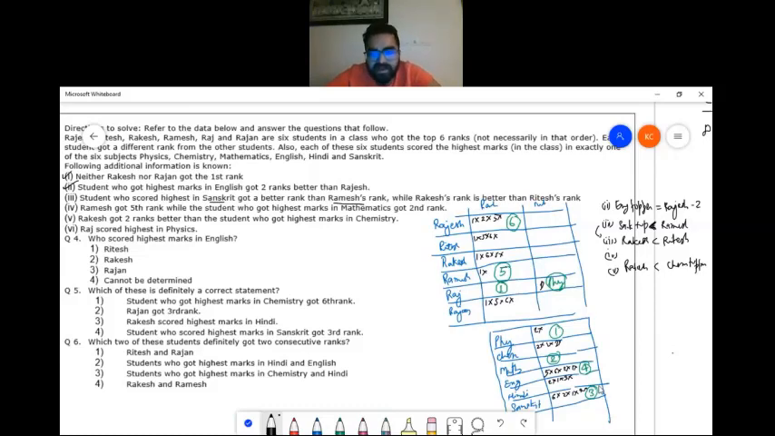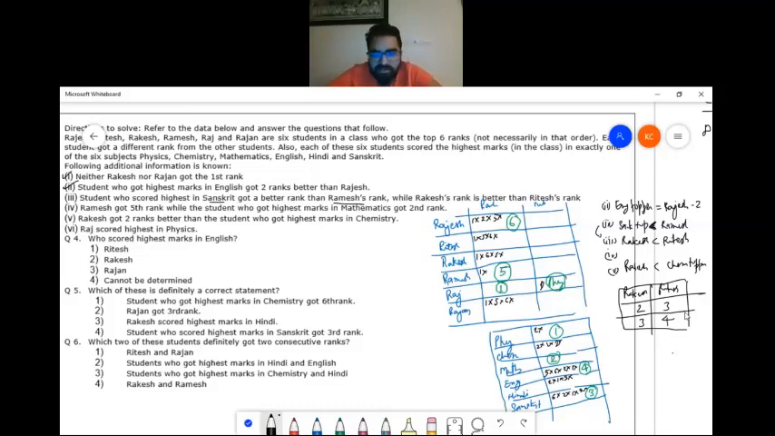Good. While Rakesh's rank is better than Ritesh's rank. Rakesh is better than Ritesh. Rakesh aur Ritesh mein better hai. Ab ye dono ka, 1, 3, 5, inme they can be Rakesh aur Ritesh. So 2, 3 or 3, 4. These are the 2 possibilities we have. Okay, everyone. If we get further evidence, we will be able to solve it. Rakesh's rank is better than Ritesh's rank. Okay. Cool. We don't know anything else. 2, 3 or 3, 4.